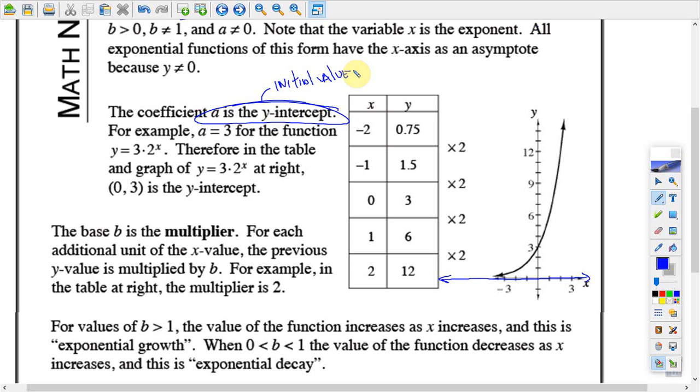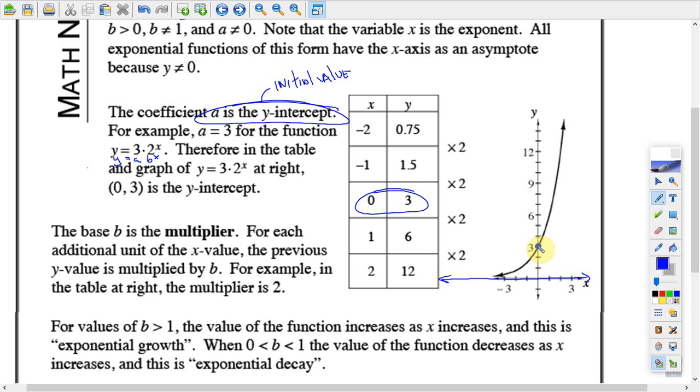All right, for example, a equals 3 for the function y equals 3 times 2 to the x. So again, if we're following our format, a, b to the x, a is 3, b is 2. Therefore, in the table and graph of y equals 3 times 2 to the x at the right, (0, 3) is the y-intercept. Okay, and we see that right here.